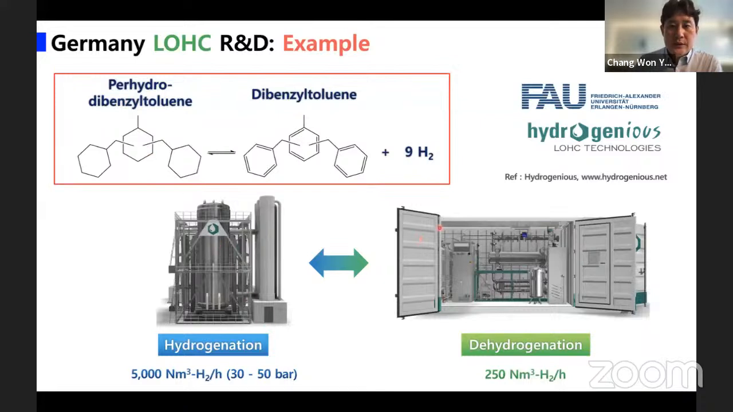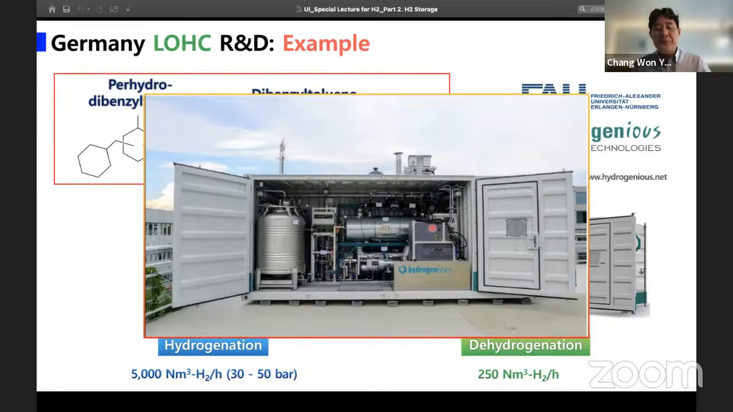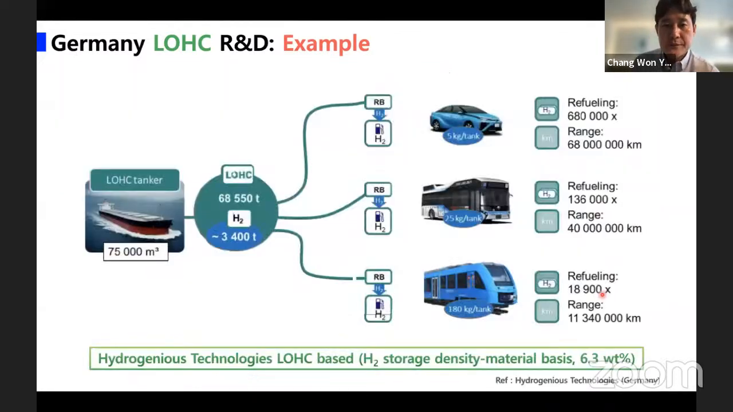And as you can see here, this company developed the hydrogenation and dehydrogenation plant, a small module for different applications. This is one example of an LOHC dehydrogenation module here. The hydrogen-rich LOHC passes through this reactor, which is equipped with the relevant catalyst, and they decompose this hydrogen-rich LOHC to produce hydrogen and the hydrogen-lean form of LOHC, and the hydrogen will be used for different applications.